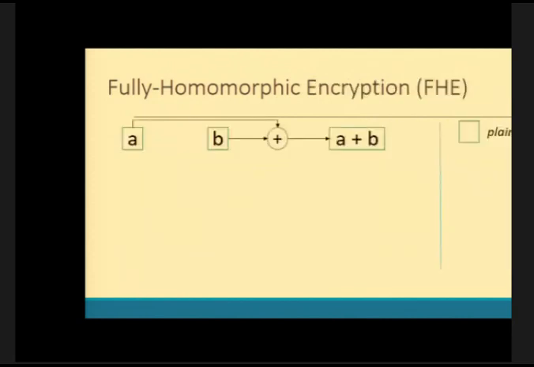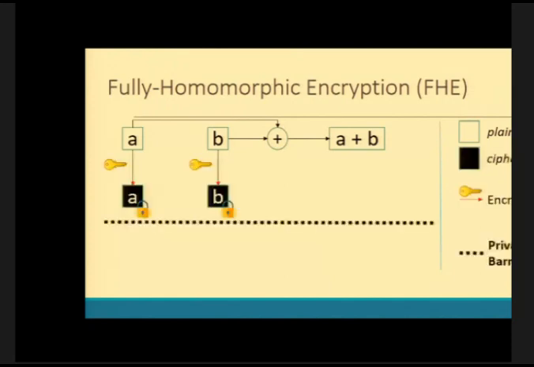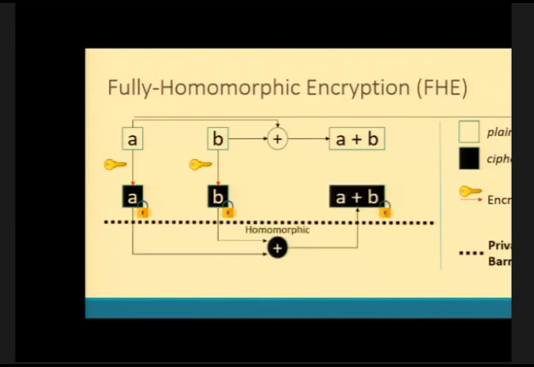So first, let me introduce more formally what fully homomorphic encryption is. Consider two plain text messages A and B, which are then encrypted to provide two ciphertext messages corresponding to them. This encryption scheme is said to be homomorphic with respect to an operator, say addition, if there exists an operator on the encrypted ciphertext whose result, when decrypted, is equal to the addition of the two plain text messages.